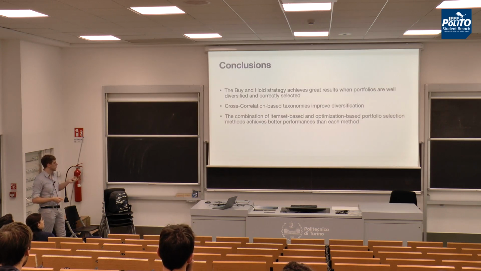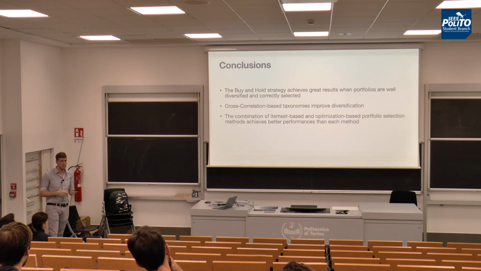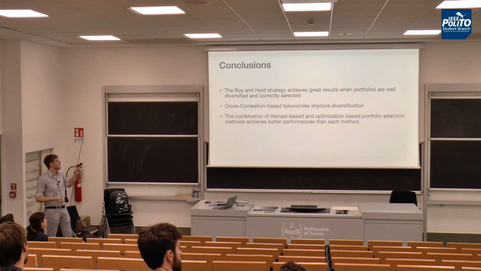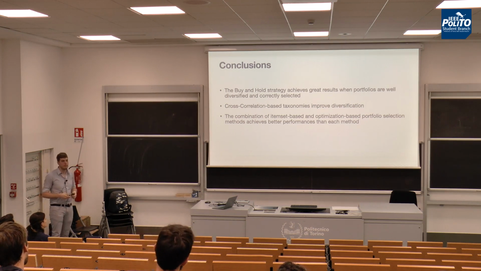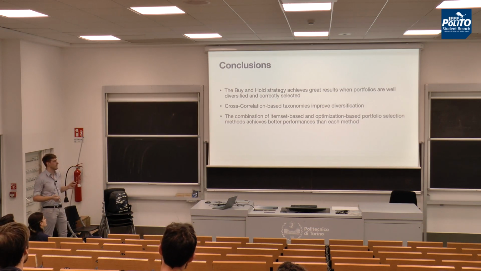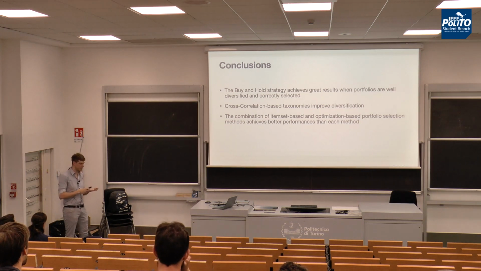So, just conclusions, but I already talked about the conclusions. The buy and hold strategy achieves good results, especially when the portfolios are well selected and well diversified. And the cross-correlation based taxonomies usually improve diversification. All of the tests we did had this kind of results. And combining itemset based and optimization based selection provides better results than the two methods on their own.